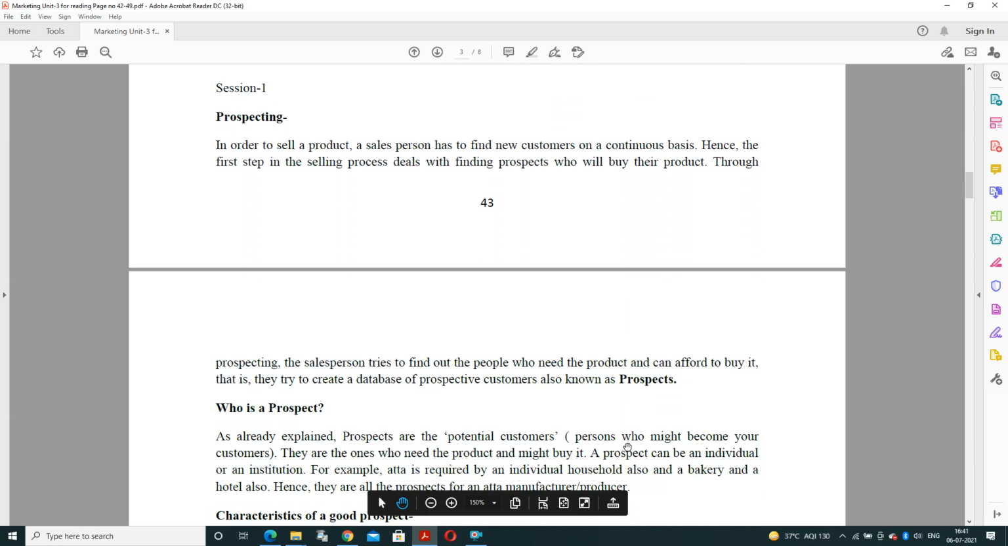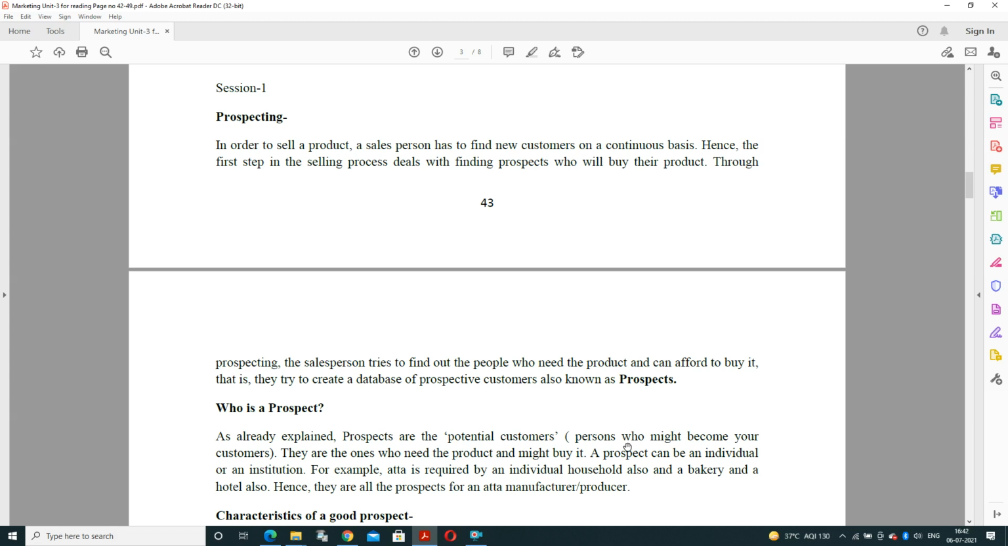In order to sell a product, a salesperson has to find new customers on a regular or continuous basis. Here, the first step in the selling process deals with finding prospects who will buy their product. So, if any examiner asks what is a prospect? A prospect is the person who has the ability to take your company's product, who can buy your company's product. That is known as a prospect.